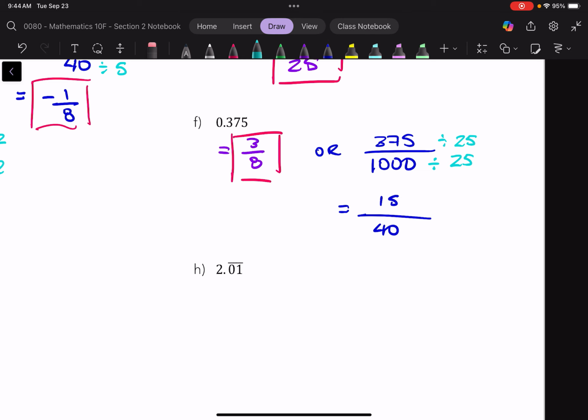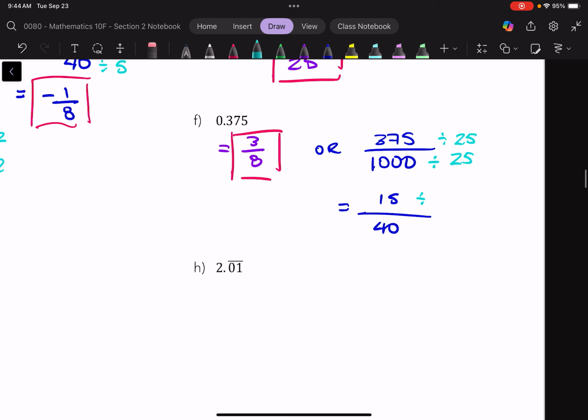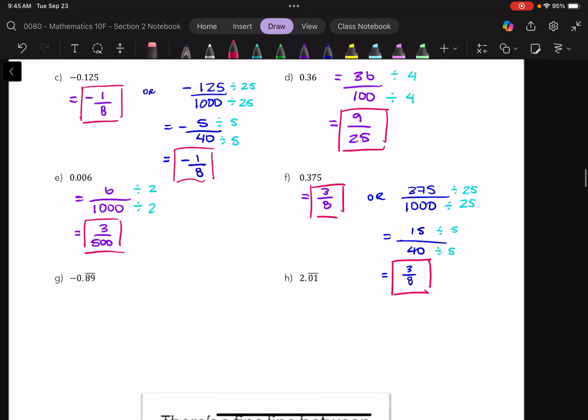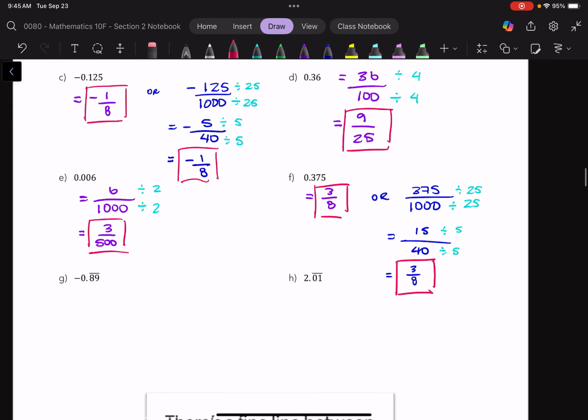Now, I'm not super satisfied with my final answer because it's still able to be simplified. But if I reduce the top and bottom by using division by 5, I will end up with 3/8. Again, not the fastest route, but still gets us the same final answer.